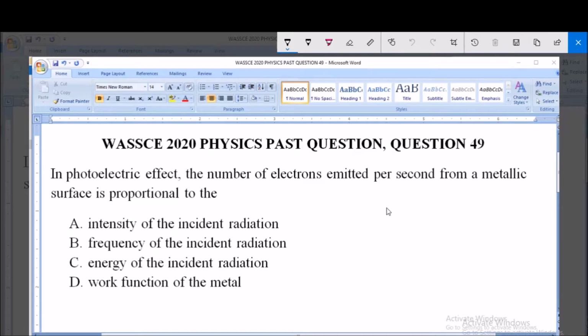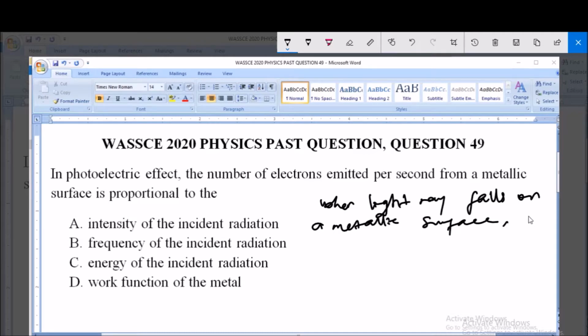Now, in a photoelectric effect, when light rays or light falls on a metallic surface, electrons are emitted. Now these emitted electrons are what we call the photoelectrons. These electrons that are emitted are called the photoelectrons.